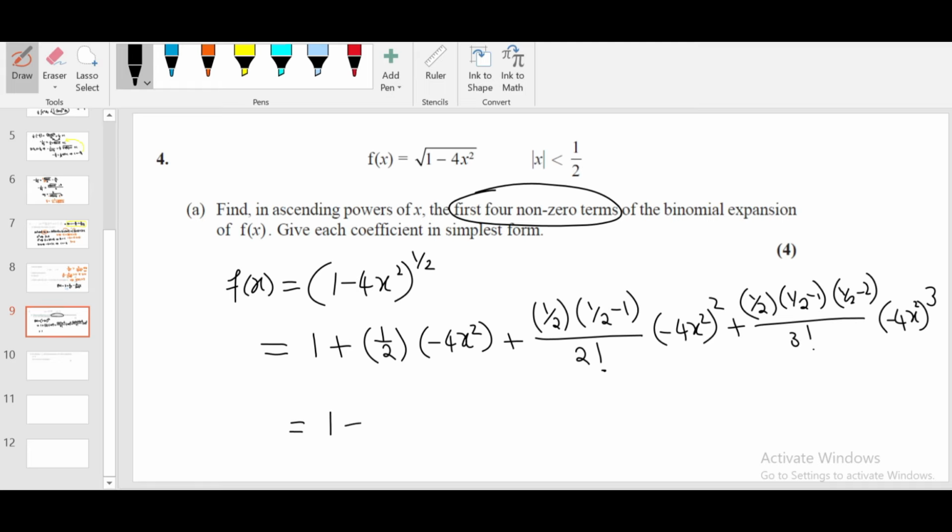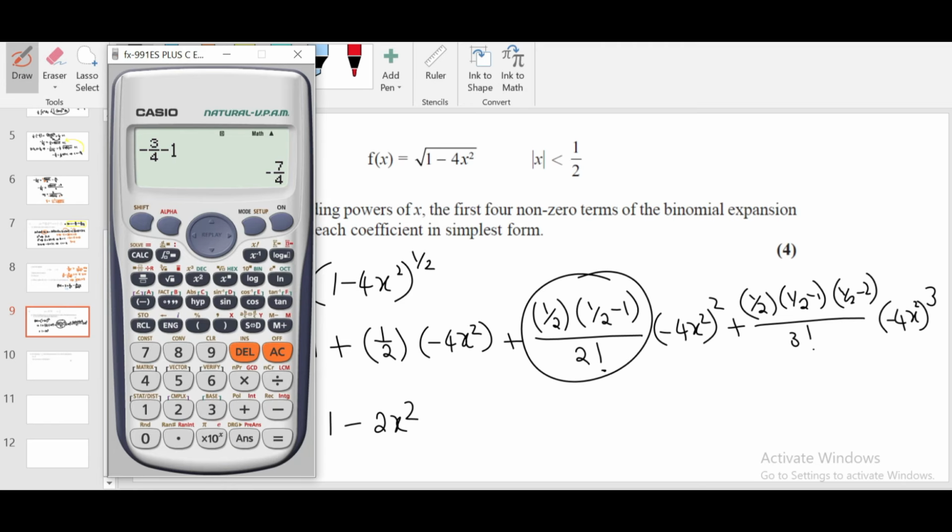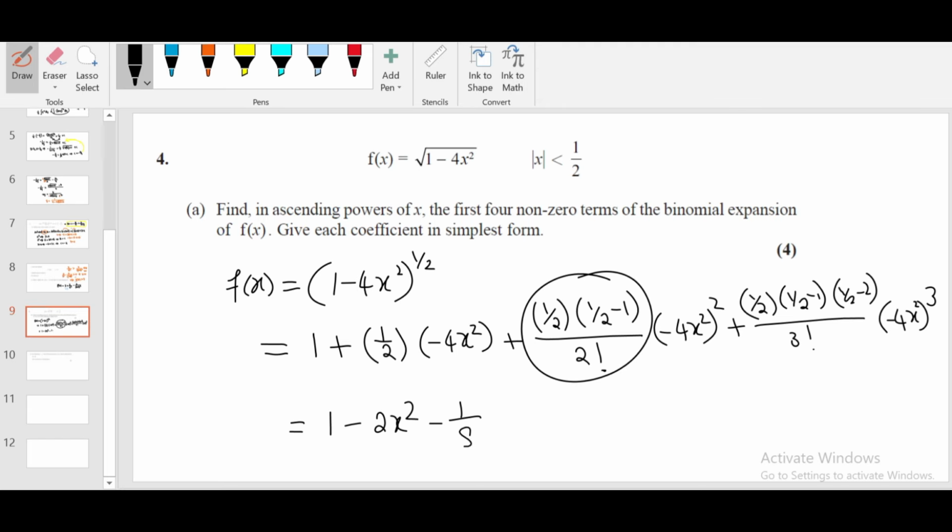We need to carefully simplify. 1 minus 4 over 2 is 2x square. We need to simplify this first. So I'm going to use my calculator now. Half minus 1 is basically minus half. Then divided by 2 factorial. 2 factorial is 2. So it's going to be minus 1 over 8. When you square this, it's going to be 16x power 4. So we'll write one more step. And then I need to simplify this now.